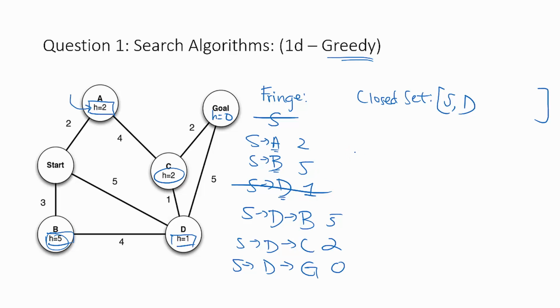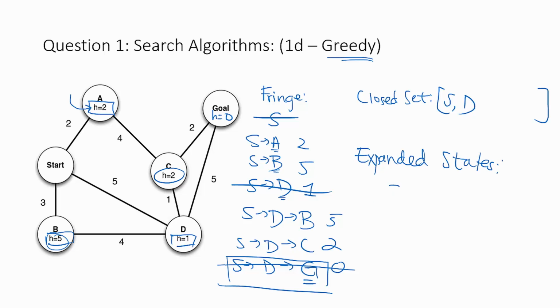Alright, so which of these paths remaining on the fringe has the lowest heuristic value? So that would be S to D to G. We'll pop that off the fringe. This path passes the goal test because this path ends in G, so we're done. The expanded states we can tell from the closed set it's S to D, and then we'll put G here. And then the path returned is S to D to G.